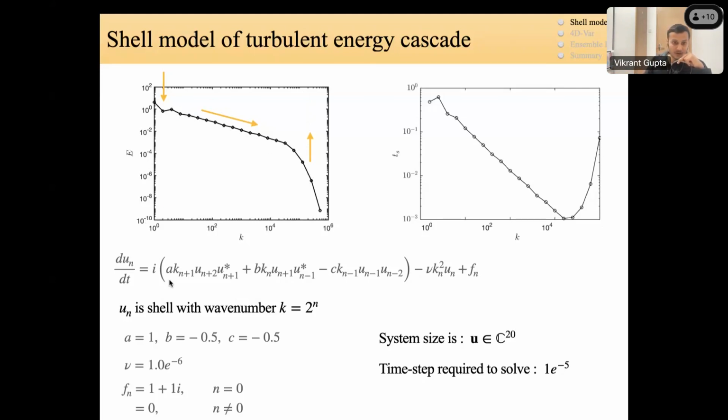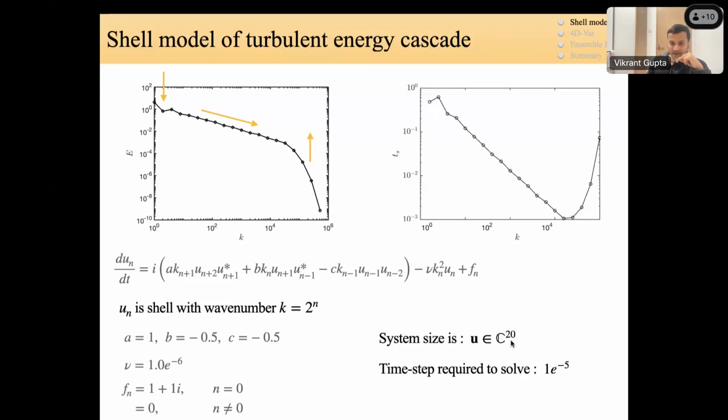So there are model constants A, B, and C, which look very simple, but these simple constants are actually very carefully calibrated so that the scaling laws and scaling anomalies in the shell model match very closely with what are observed for three-dimensional turbulent flows. Now, the good thing about the shell model is that even though we are covering a large range of scales, the system dimension remains very small. It's still only 20 complex numbers. So 20 shells are representing a wide range of scales.